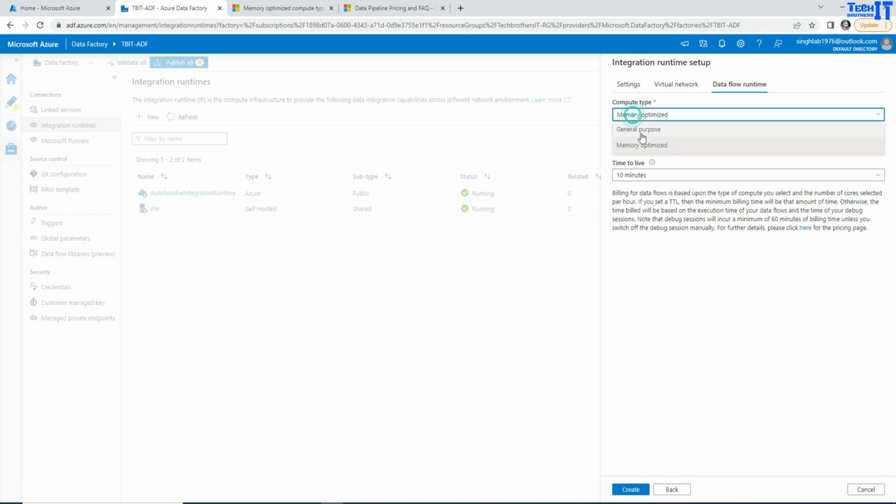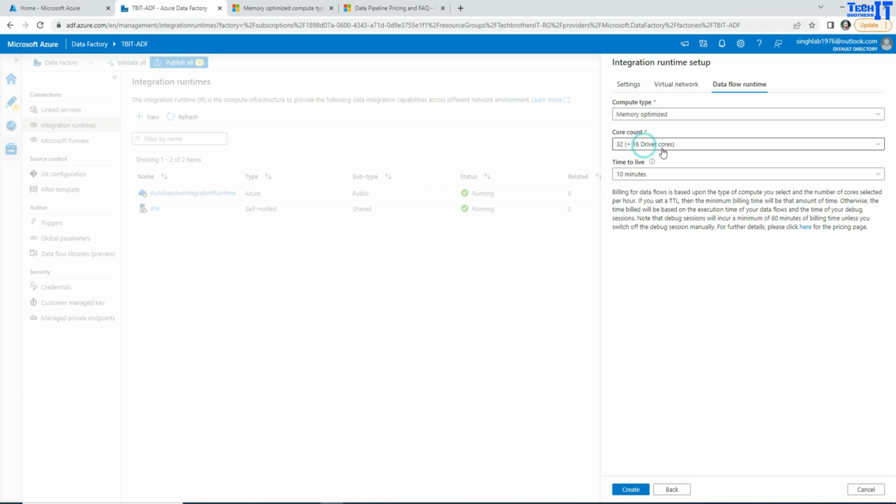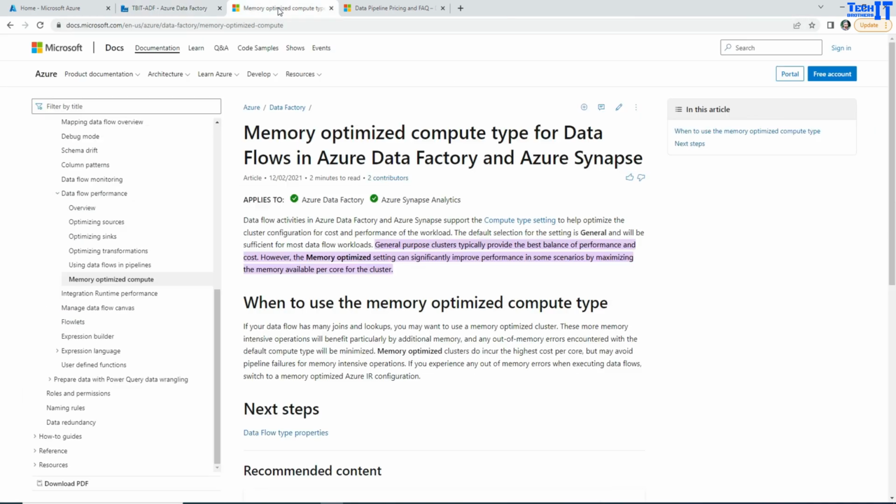Anyways, you will be using general purpose and memory optimized. There are two types of them. Let's take a look at this. The definition here: general purpose clusters typically provide the best balance of performance and cost. That means it is good, and you have to pay less money.